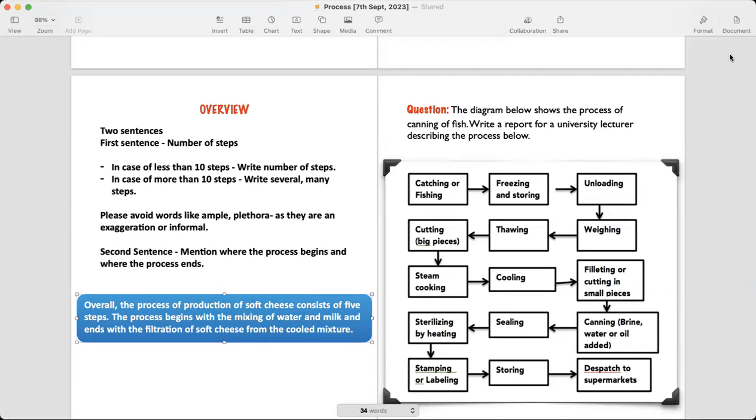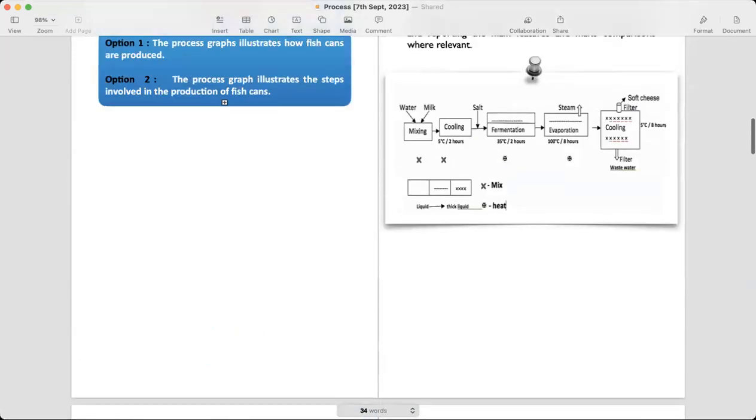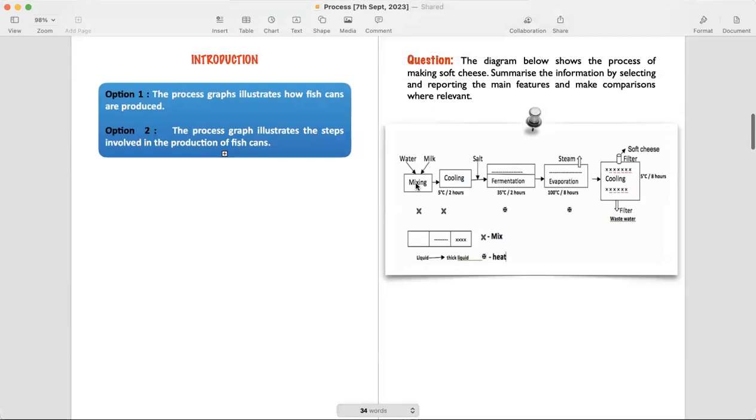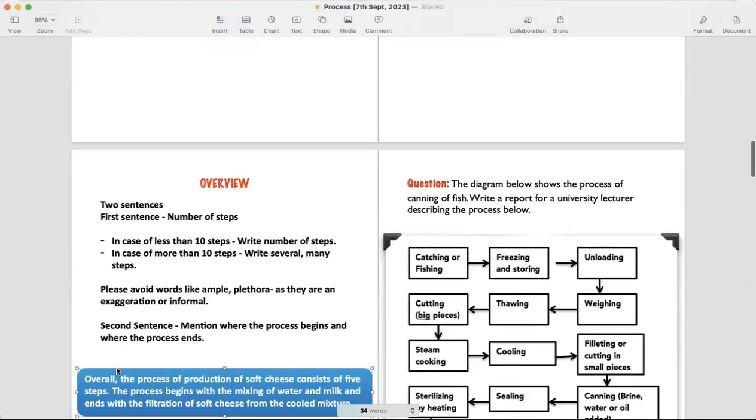For example, if you look here, we had 5 steps. Firstly, mixing, then cooling, then fermentation, then evaporation, and then again cooling. So the total number of steps is 5. So I counted them and I wrote here, overall, the process of production of soft cheese consists of 5 steps. So that's my first sentence.